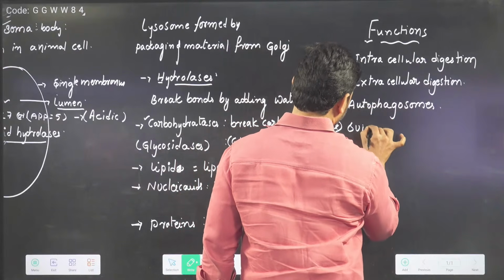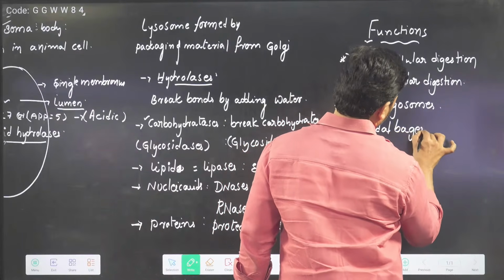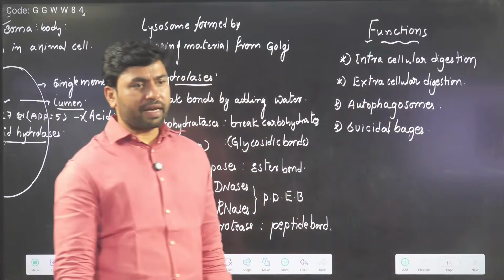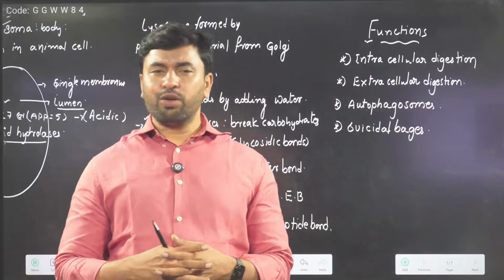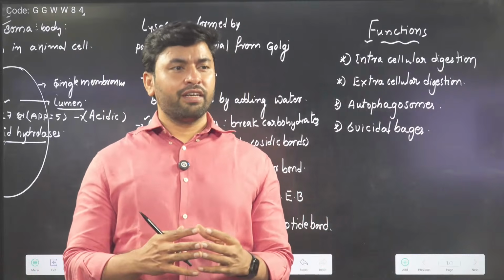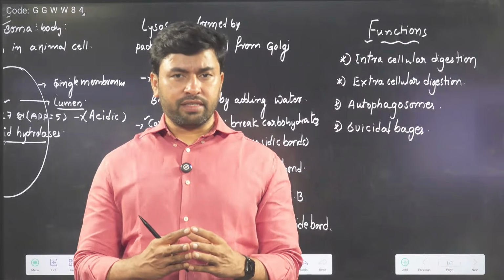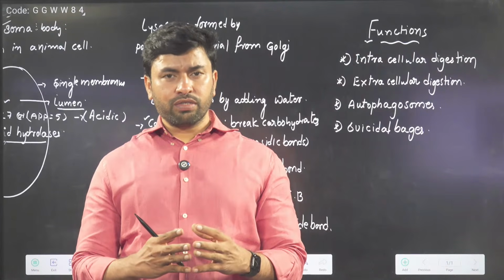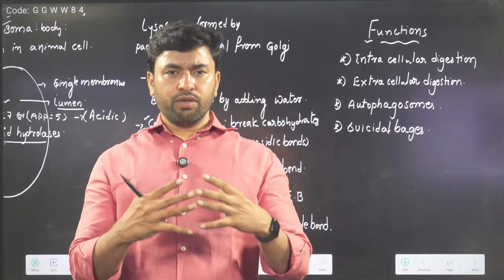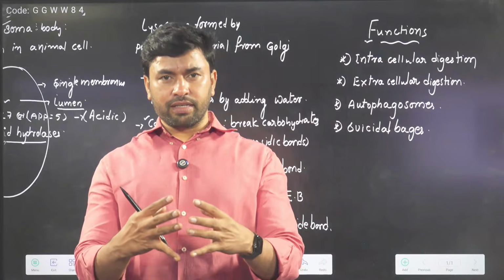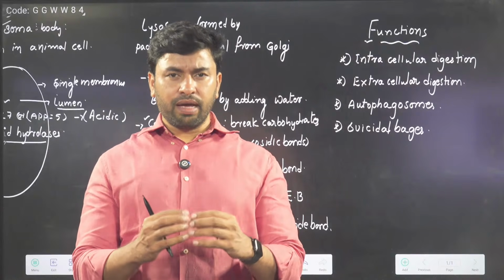Next one. Some lysosomes have a phenomenon called suicidal bags. Remember, suicidal bags. You might have been studying this word from the lower classes onwards. Lysosomes are known as suicidal bags. Excellent. Why do we call lysosomes suicidal bags? The reason is this. When a cell undergoes severe starvation, it will sacrifice itself to provide food to neighboring cells. Whatever lysosomes are present in the cell, they will blast.